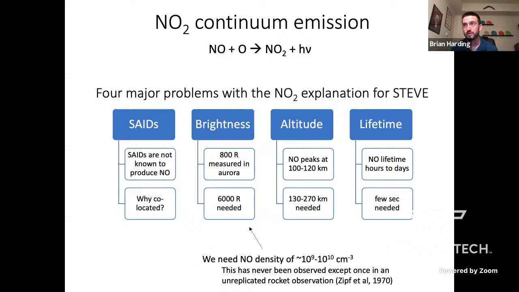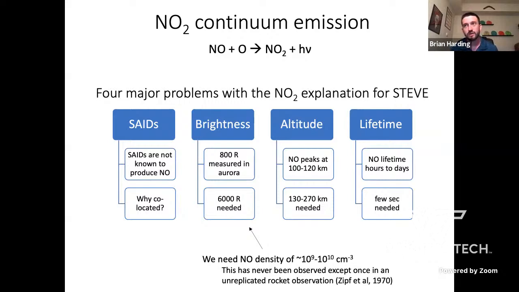So this has never been observed, except once. There's this one paper from 50 years ago that is a 1.5 or 2 page paper, so there's not a lot of details. They launched a rocket through what I think was an auroral arc and claimed to measure 10 to the 10th NO. So if anybody knows more about this paper, I'd be glad to hear it. Of course, SEDs aren't known to produce NO. So we need a bunch of it.